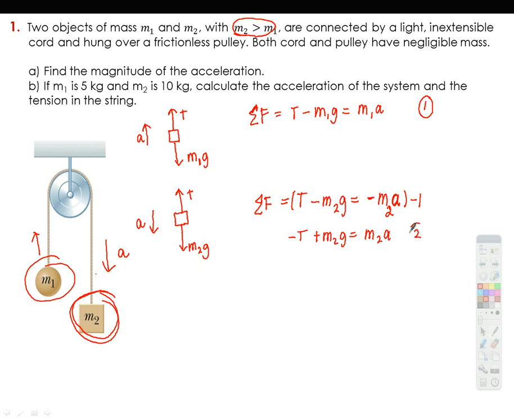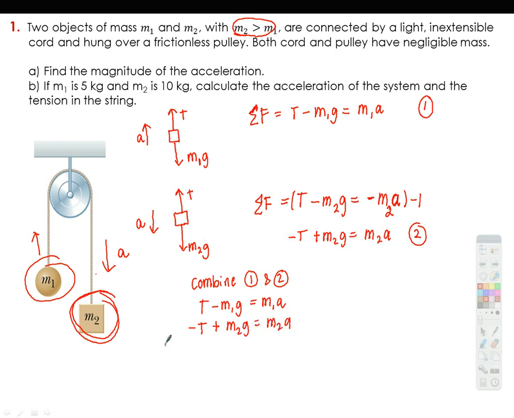Okay, and then I will make this one as my equation 2. Then the next thing that you need to do, combine equation 1 and equation 2. So we write equation 1 right here. T minus m1g equals m1a. And then our equation 2 is negative t plus m2g equals m2a.